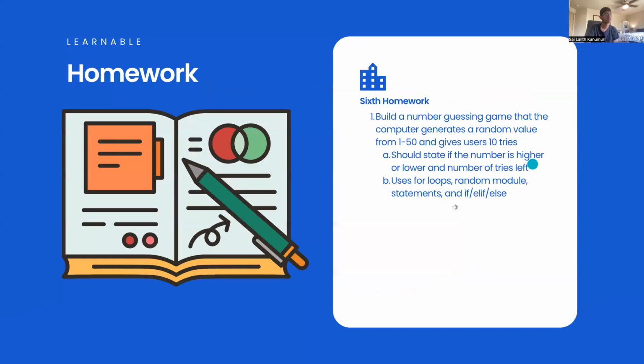So okay, I was actually going to give more homework here, but I decided for now let's just make it easy for you all. The one homework that I want you to do is to build a number guessing game that computes randomly generated values from 1 to 50 and gives the user 10 tries to guess it, and should state if the number is higher or lower, and the number of tries left, and uses for loops and random module statements. This could take like 30 minutes, hopefully 30 minutes to an hour. But keep on the grind.